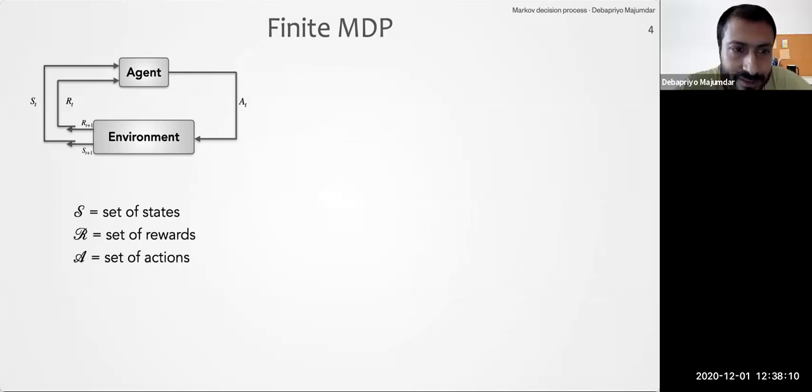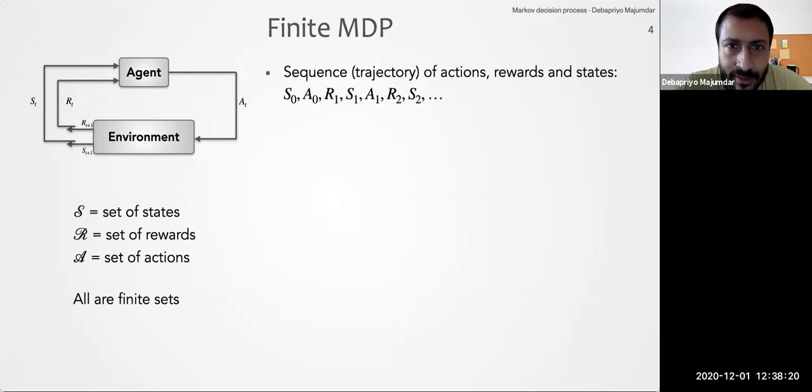All possible states, rewards, and actions. And let's, as of now, think that these are all finite sets. If these are all finite sets, then we get a sequence or trajectory of actions, rewards, and states like this.